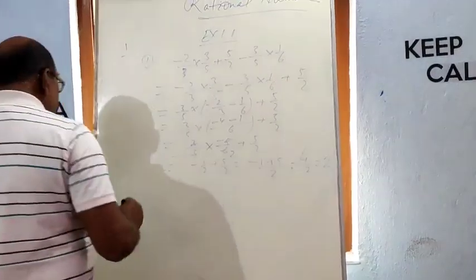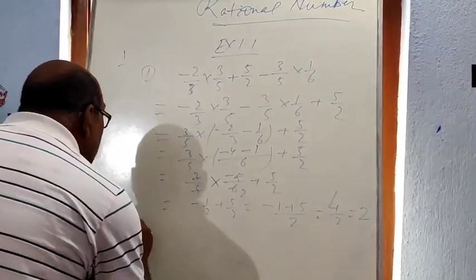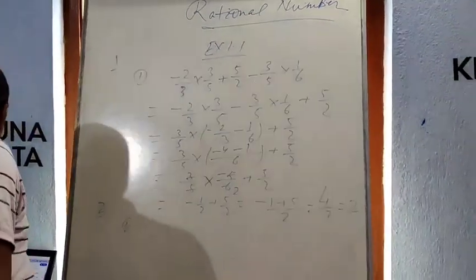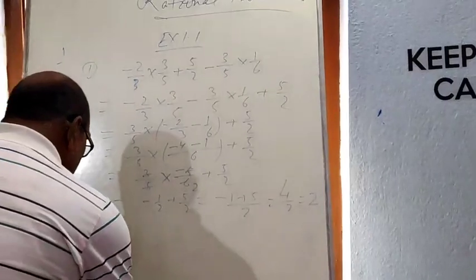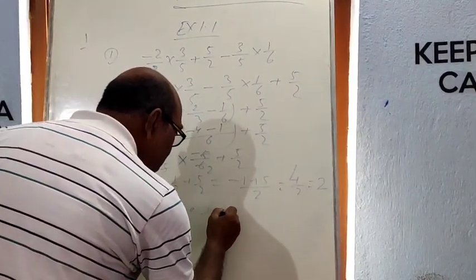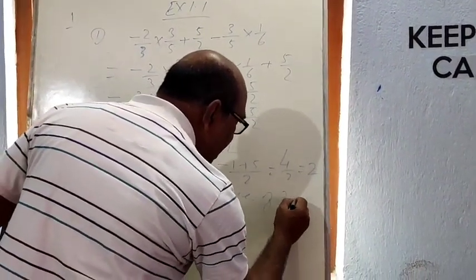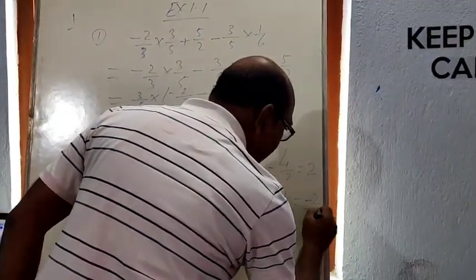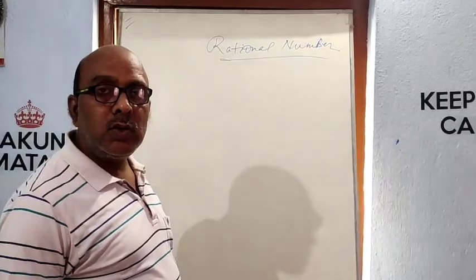Now, first question of second. You have to find the additive inverse of 2 by 8. Additive inverse of 2 by 8. Therefore the additive inverse of 2 by 8 is equal to minus 2 by 8. Minus 2 by 8. This is the answer. Now left hand side is equal to right hand side.